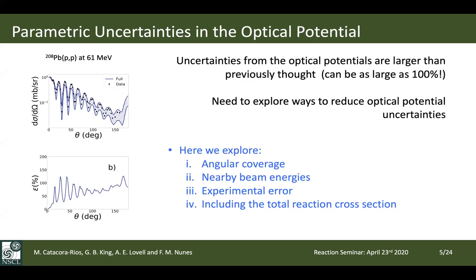We looked at angular coverage, which is the number of data points in a differential cross-section dataset, and the region in which the points are located. We looked at including nearby beam energies in the fit. We looked at the effects of the experimental error on the parametric uncertainties. And finally, we also included the total reaction cross-section in the fit.